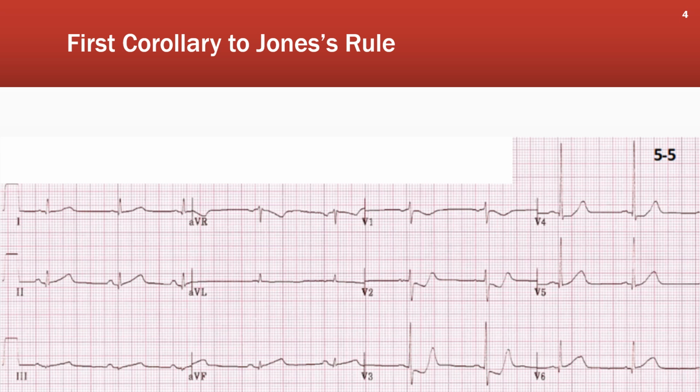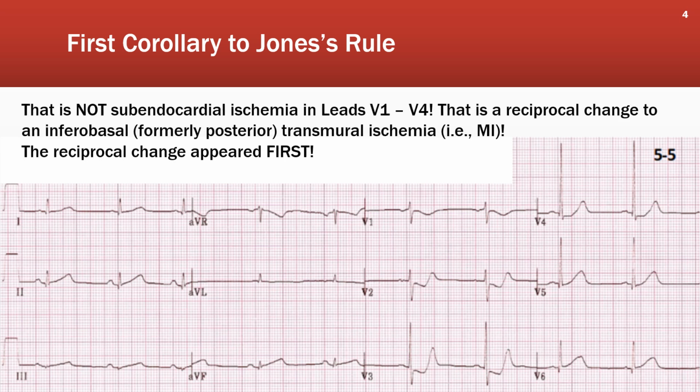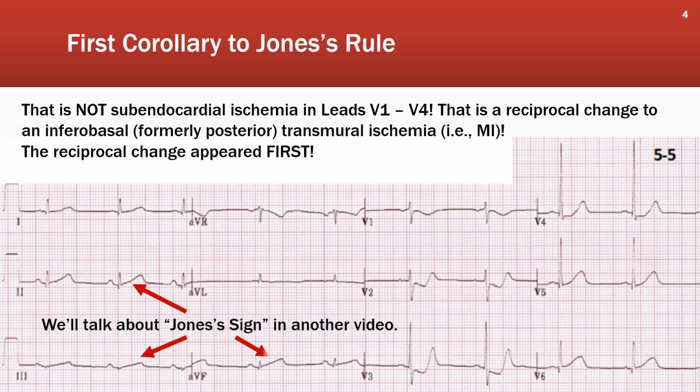Now, just in case you didn't believe me, here is an example of the first corollary to Jones's rule. Now, that is not subendocardial ischemia in leads V1 through V4. That is a reciprocal change to an infrobasal, formerly posterior, transmural ischemia, in other words, an MI. The reciprocal change appeared first. Now, we'll talk about something called Jones's sign in another video.